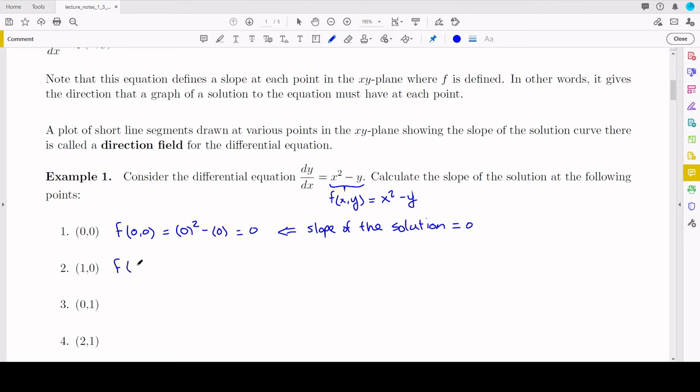Now at the point 1, 0, we have that f of 1, 0 equals 1 squared minus 0. That equals 1. So now our slope equals 1 at that point. And then f of 0, 1 equals 0 squared minus 1. That equals negative 1. And then finally, f of 2, 1, that's 2 squared minus 1, equals 3.